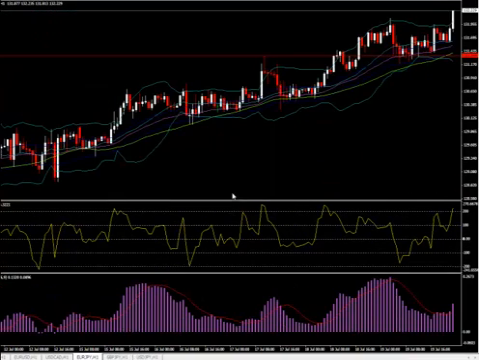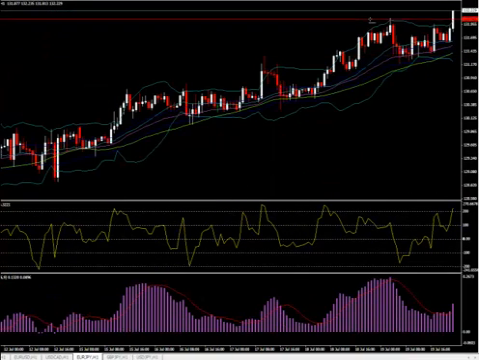Let's take a look at the euro yen. The euro yen does the same thing, prints that continuation signal candle, Bollinger Band separating. Again, that slight divergence here in the MACD, which means this whole thing could sort of slow down and then we could see a significant pullback.